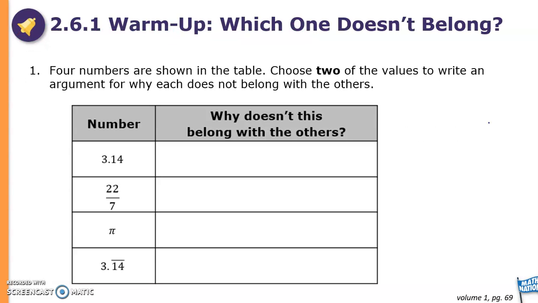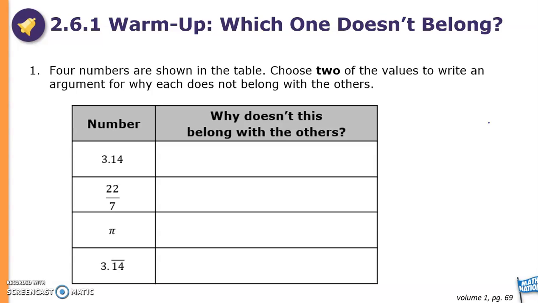Warm up, which one doesn't belong? There are 4 numbers shown in the table. Choose 2 of the values to write an argument for why it does not belong with the others. So all 4 of those numbers are very similar to the actual number they are and where they would be on the number line, but looking at them, they're all a little different. So will you pause here and pick 2 of them? Decide how are they unlike all the rest? Why don't they belong?